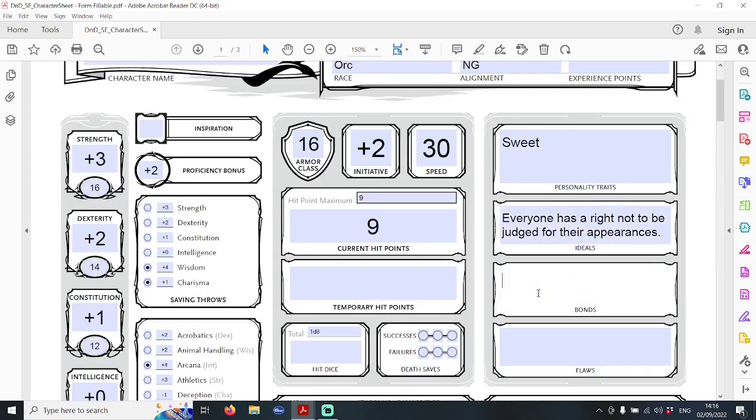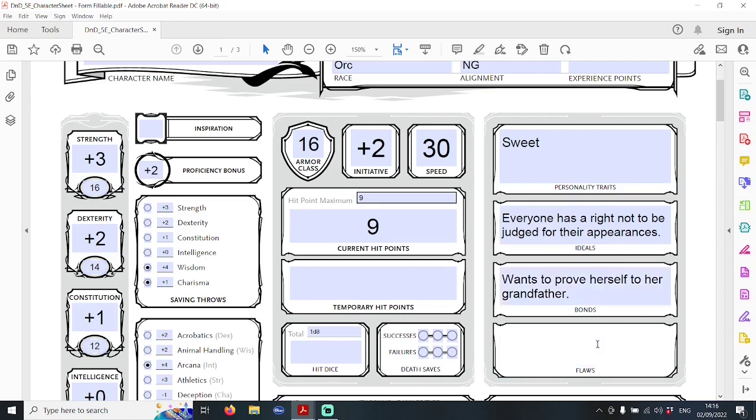What are her bonds? Why is she adventuring? She wants to prove herself to her grandfather. Her grandfather was a famous adventurer, and she wants the approval of this man who she loves so much.